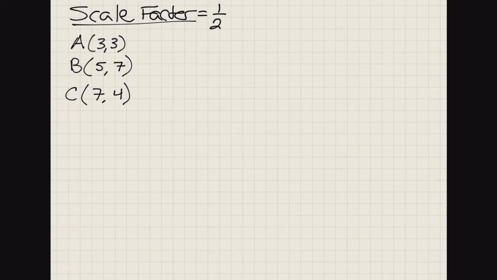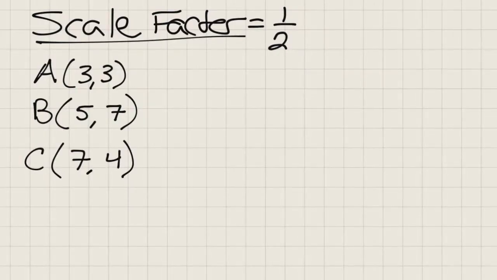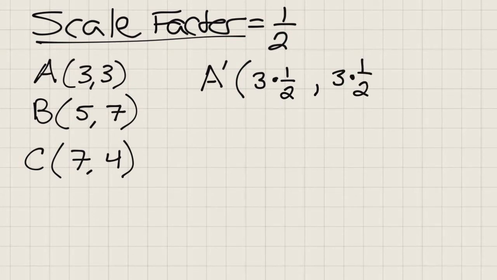All right, here's how this works. I'm going to zoom in a little bit so you can see it. We are going to say that A prime is going to be 1/2 of A. So you take every coordinate and you multiply it by a half. So I'm going to start by saying 3 times 1/2, comma, 3 times 1/2. That's going to be A prime.